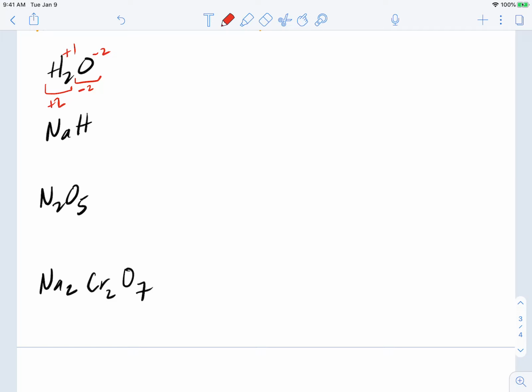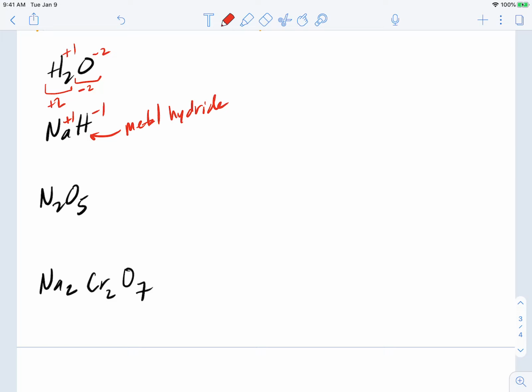But if we look here at NaH, this is a metal hydride, this is the situation where the priority goes to sodium, which is always +1. This was an exception for hydrogen, just so we remember. Then hydrogen in this case is -1, priority goes to sodium.